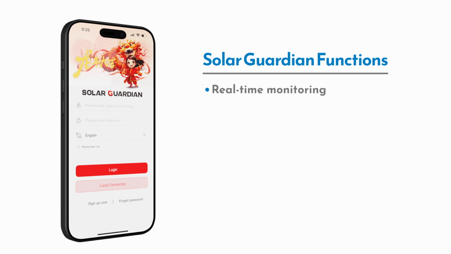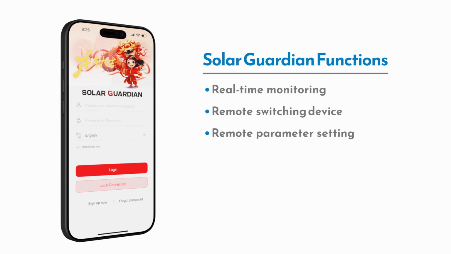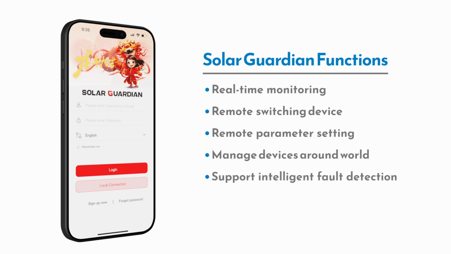Solar Guardian is a mobile application with real-time monitoring, remote switching device, remote parameter setting. After adding on-site devices to the cloud platform through the app, you can manage the devices around the world. The app also supports intelligent fault detection for devices, bringing great convenience to device maintenance, and supports big data analysis.